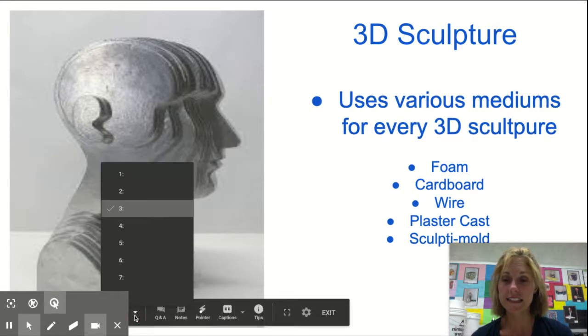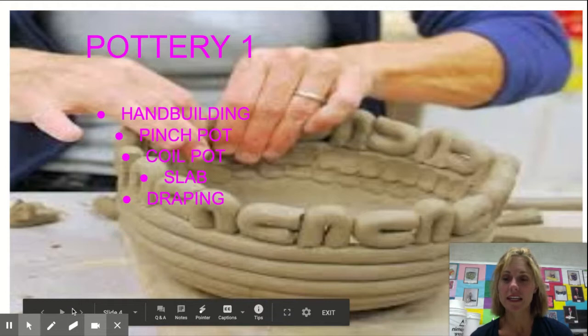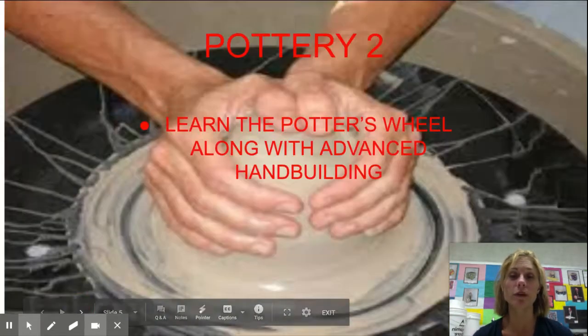Another class that I do is Pottery 1. In this, we do hand building, strictly hand building, no wheel. We do pinch pots, coil pots, slab, and drape. Those are the 4 basic types of pottery you will learn about.